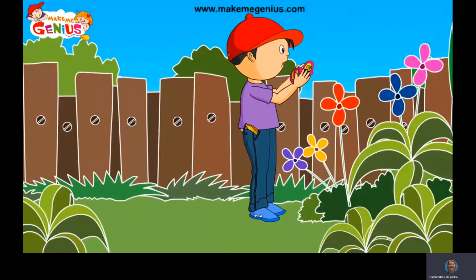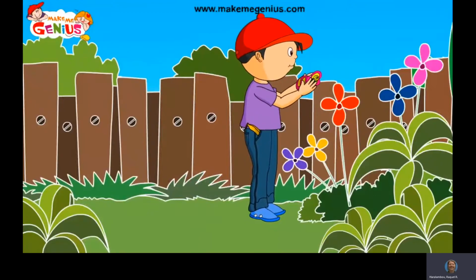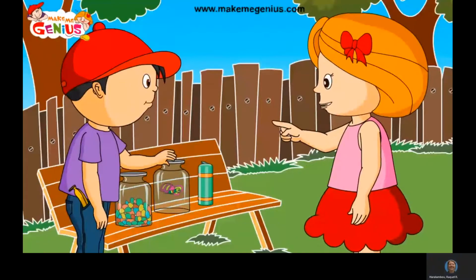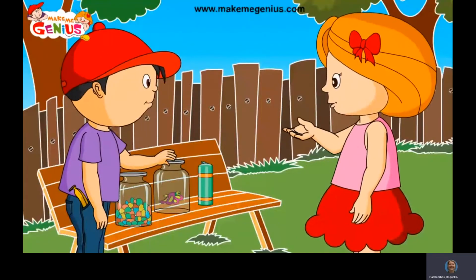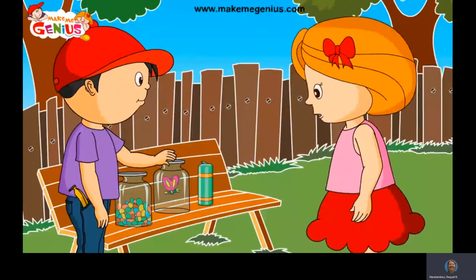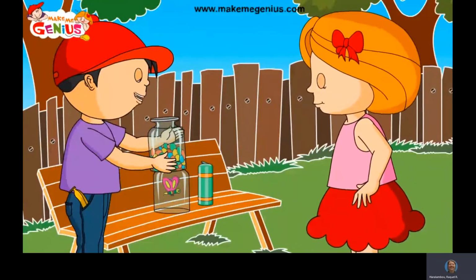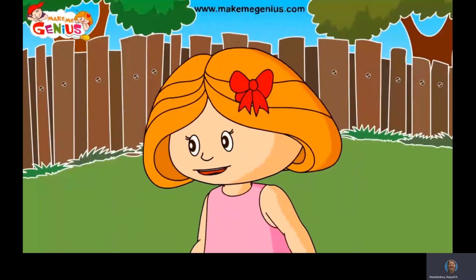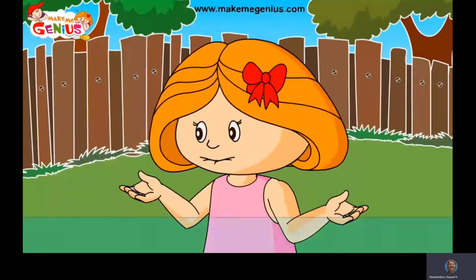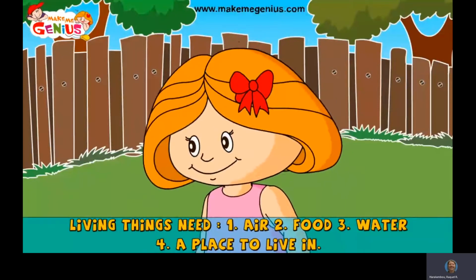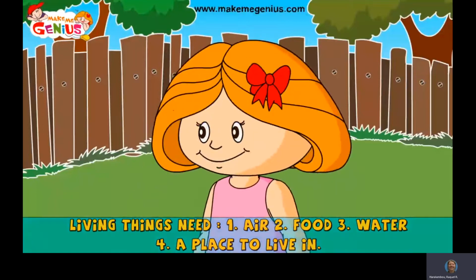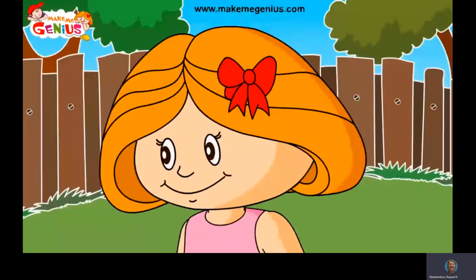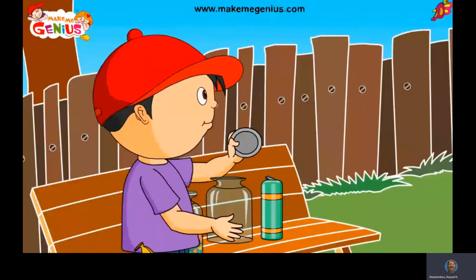I am lucky. I am going to keep this butterfly forever in my glass jar. Oh, don't do that, Jimmy. The butterfly won't be able to live in the glass jar for long. Why not? My stone collection is also in a glass jar. Stones are non-living things. We are fine in the glass jar. But butterflies and other living things have needs like air, food, water, and place to live. Okay, I'll leave the butterfly, but you will have to tell me more about this. Deal. Here it flies away.